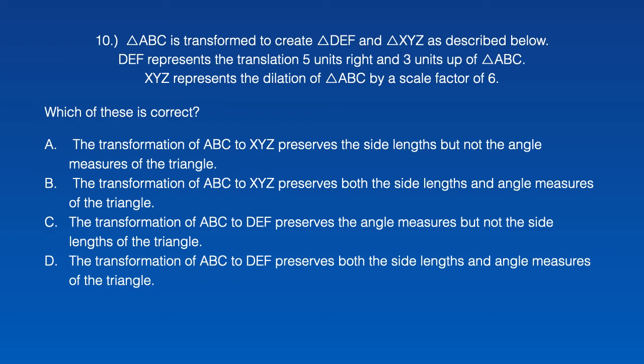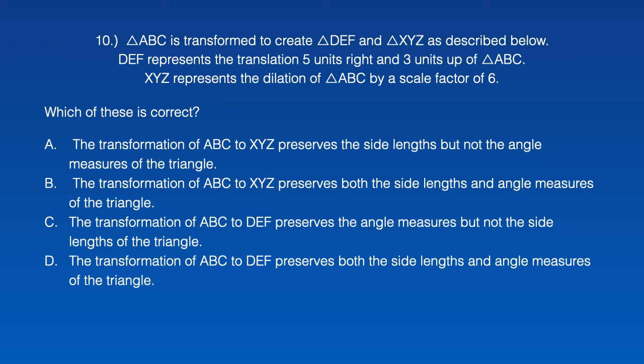So it says triangle ABC is transformed to create triangle DEF and triangle XYZ as described below. DEF represents the translation 5 units right and 3 units up of triangle ABC. XYZ represents the dilation of triangle ABC by a scale factor of 6. Which of these is correct?